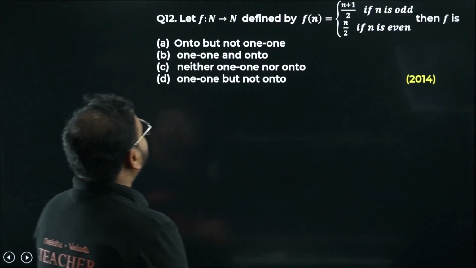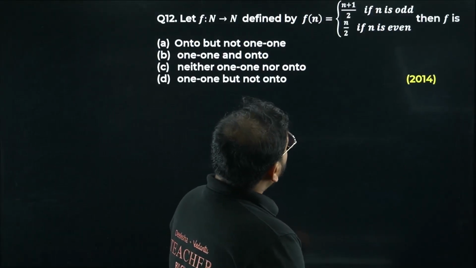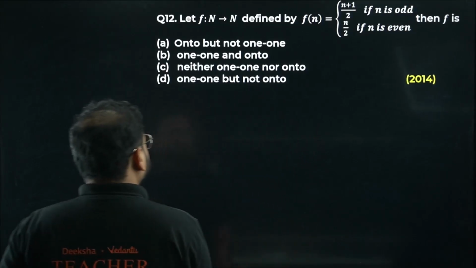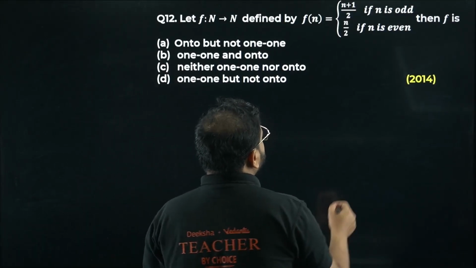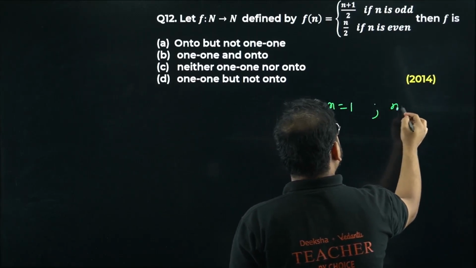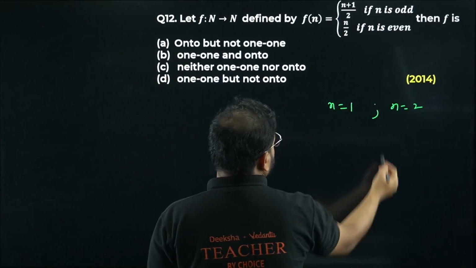So what we have, let f defined from N to N be defined by n plus 1 by 2 if n is odd, and n by 2 if n is even. It's a PYQ from 2014. Please check. So how do you solve it? If I take n equals to 1, which is odd, and n equals to 2, which is even, I have the function defined like this.